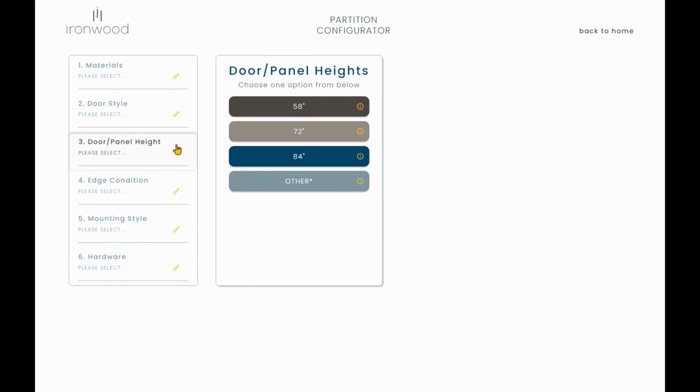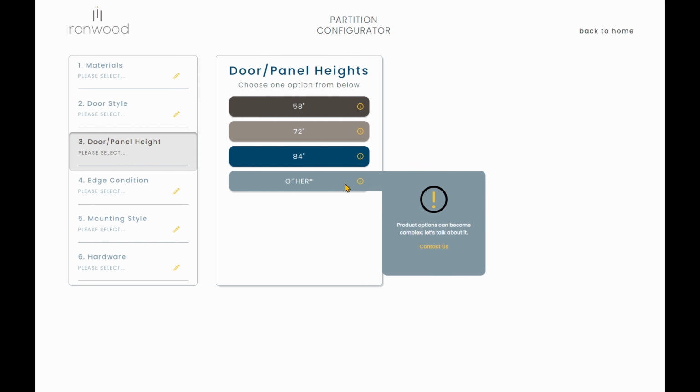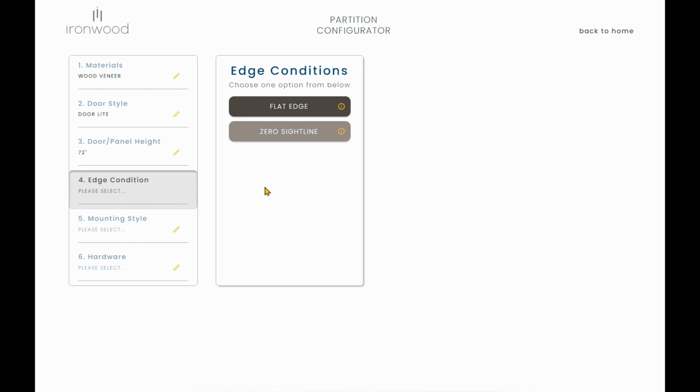In the 3rd step, you choose the door and panel heights. Ironwood provides 3 standard sizes, but call us for a consult if you require sizes outside of these options. We are always happy to help. Step 4. Select the edge style and privacy level for your partitions.